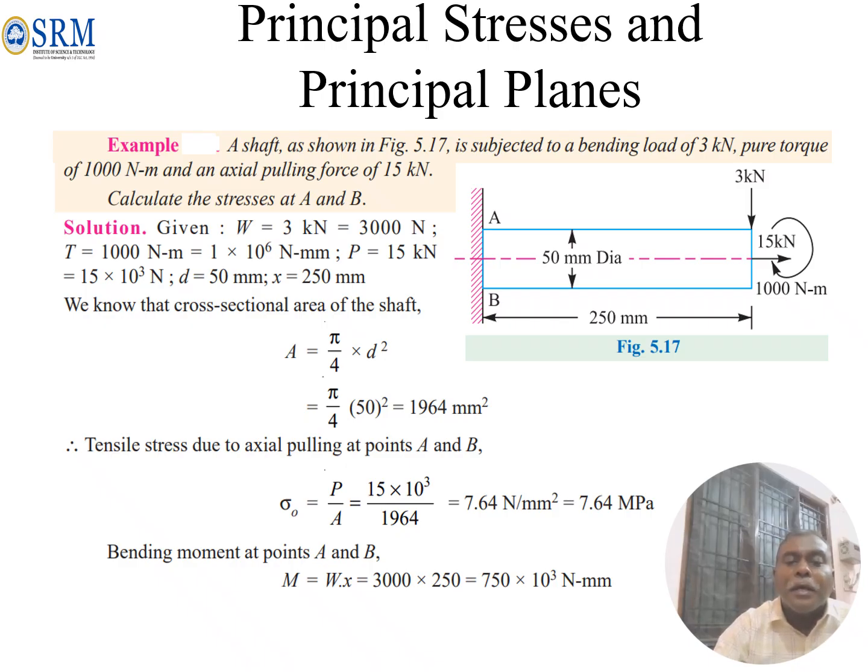Then due to this load there will also be bending, not only tensile stress. So M equals W into x. What is W? 3 kilonewton is changed into 3000 newton. So 3000 newton into 250. Why 250? This is the perpendicular distance. So bending moment equals force into perpendicular distance. So 3000 into 250 is 750 into 10 to the power 3 newton mm. So in the first part we have the tensile stress and the bending moment at A and B.